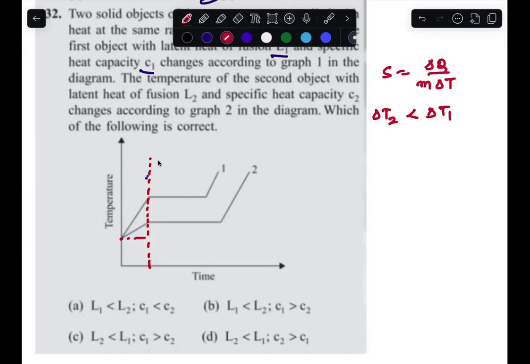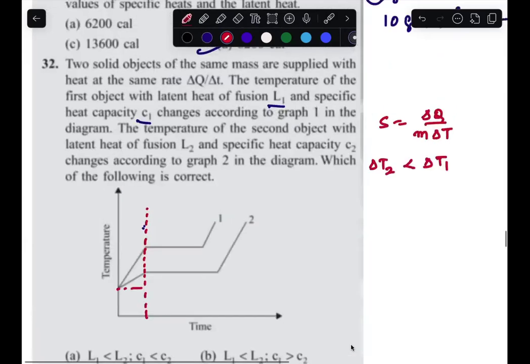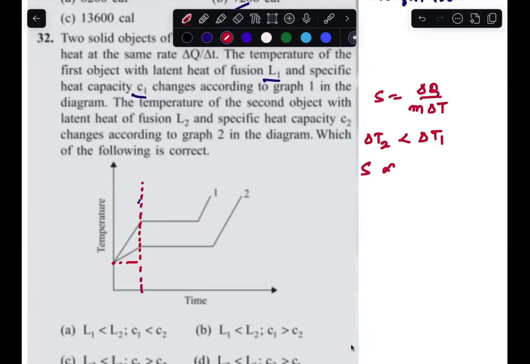Now you please comment on this part. See, very clear, the slope is high, delta T is less for 2. So delta Q is the same, and the same mass is also given. So specific heat is inversely proportional to delta T. Delta T2 is less than delta T1. So therefore, I should comment C1 is less than C2.